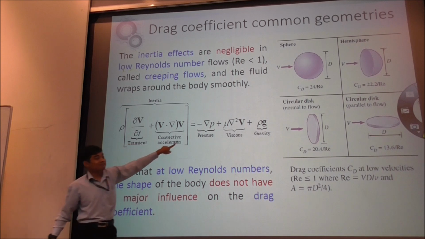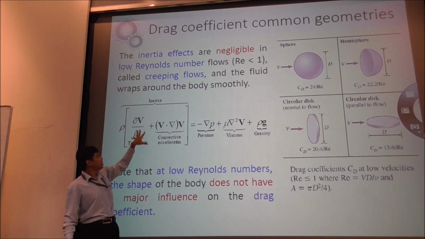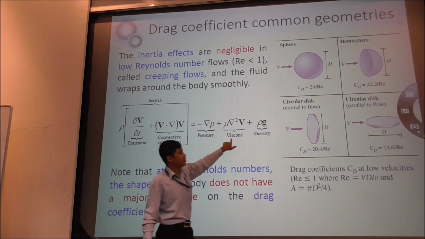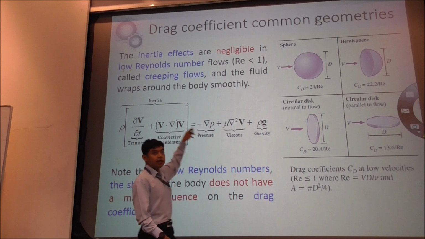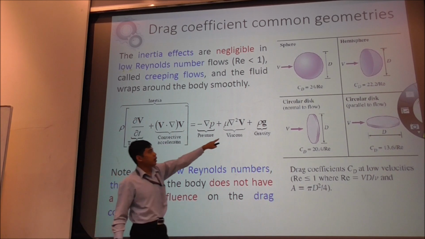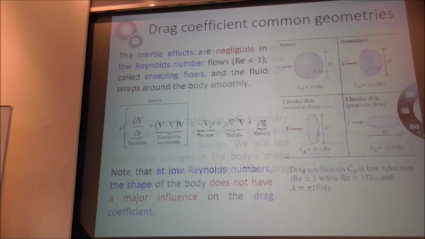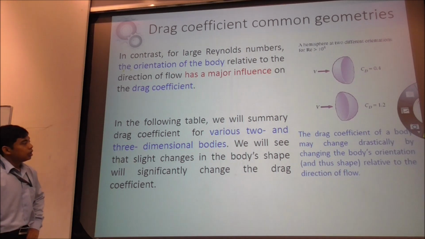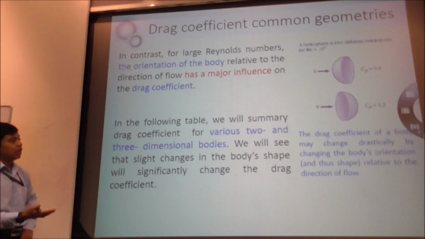This term in the Navier-Stokes equation that you have seen before is called the inertia term. This one is the transient term. This one is the convective acceleration term. This one is the pressure, viscous, and gravity term. Every single one of those will play important roles. When you have a high Reynolds number, this one becomes less important, but this one will become more important if we are having a low Reynolds number. What happens if we have a high Reynolds number?